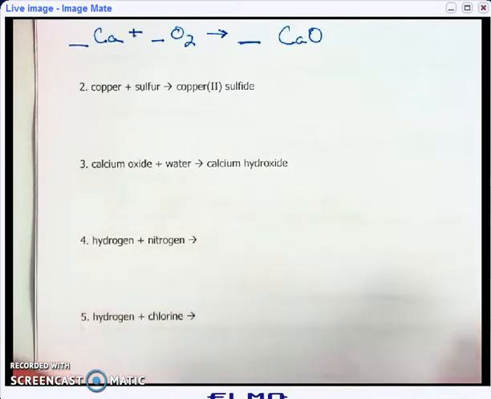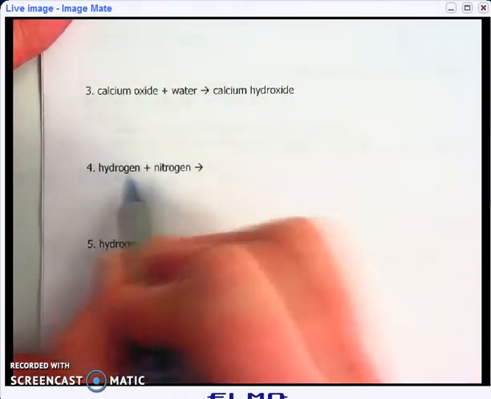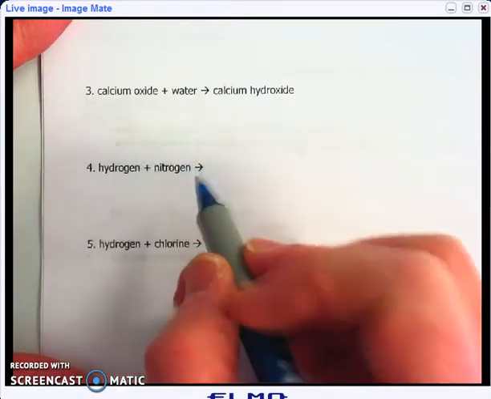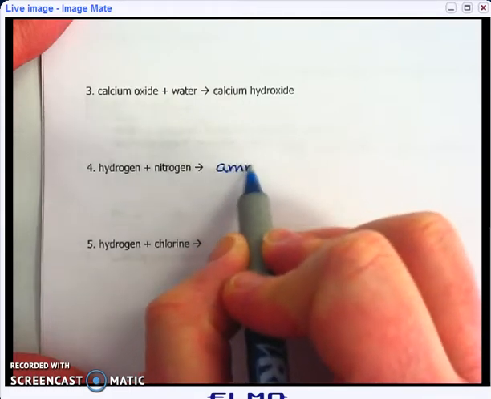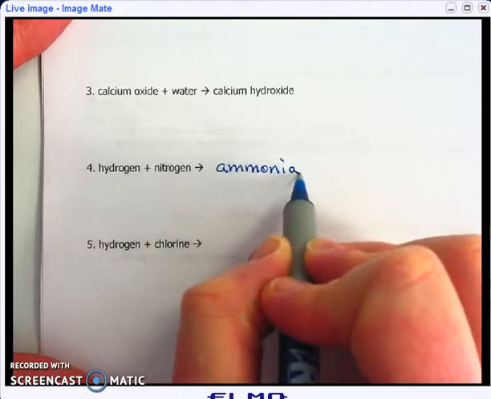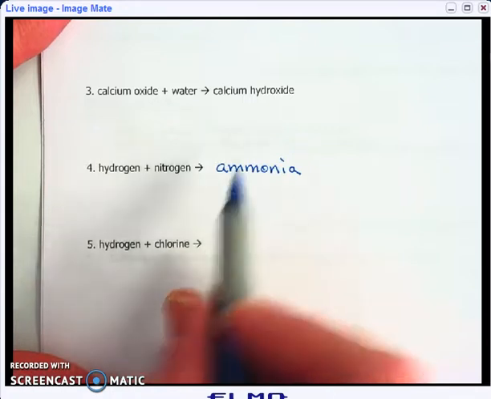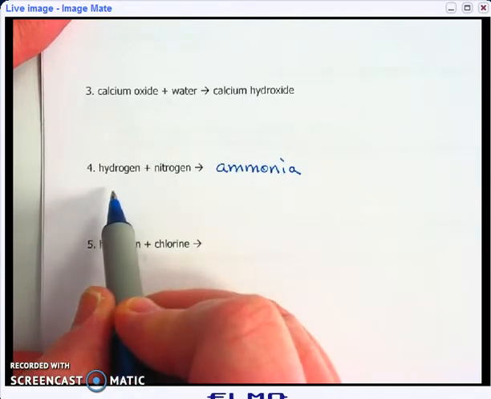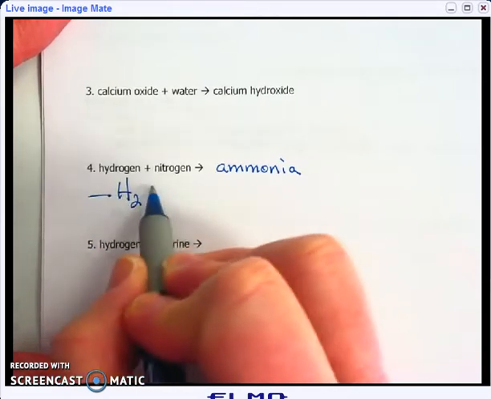This one, number 4, is called the Haber process. It was important for making fertilizers and explosives back in the day. I think we already had this in one of the previous problems. So hydrogen and nitrogen make ammonia. Not ammonium, ammonia. So let's go ahead and work this one out. What am I going to write for hydrogen? H2, it's one of our 7 diatomics.